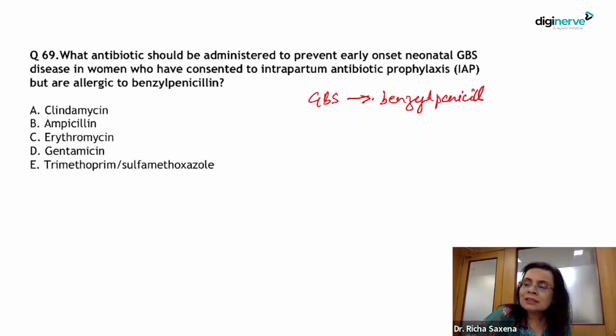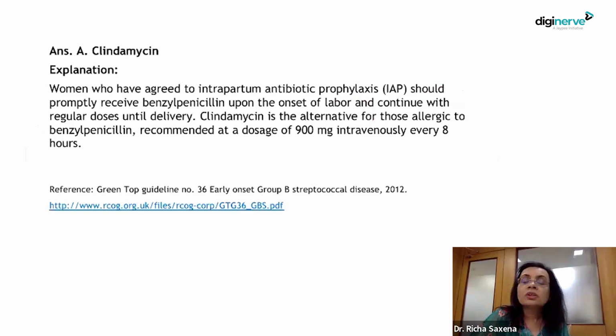So GBS prophylaxis is mainly through benzyl penicillin. And in case the woman is sensitive to or allergic to benzyl penicillin, in that case, what should you give? You should give her clindamycin. And what is the dose of clindamycin which you should give her? You should give her 900 milligrams IV every 8 hours. Again, this is something which is very important.